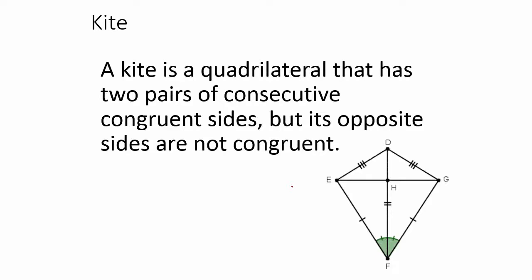Kite. A kite is a quadrilateral that has two pairs of consecutive congruent sides, but its opposite sides are not congruent. In this kite over here, we have line segment GF and EF. These two sides are congruent because they go right next to each other, and you can see that the two sides have the same measure. In the same token, we have DE and DG. These two line segments are congruent, and they are consecutive sides. But the opposite side to DE, which is GF, are not congruent. The same thing can be said with DG. The opposite side of DG is EF, and those two are not congruent either.